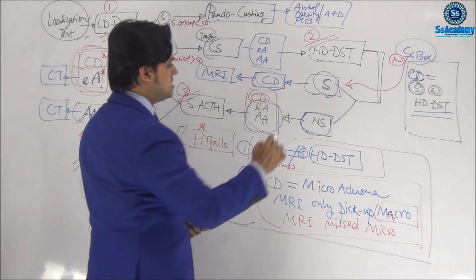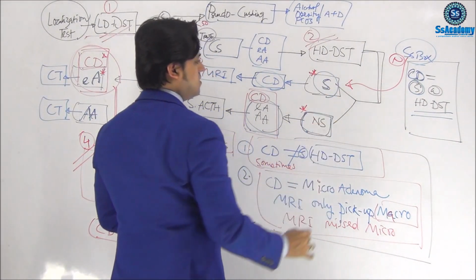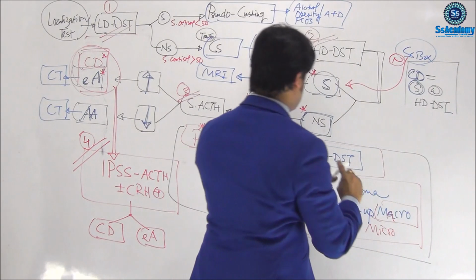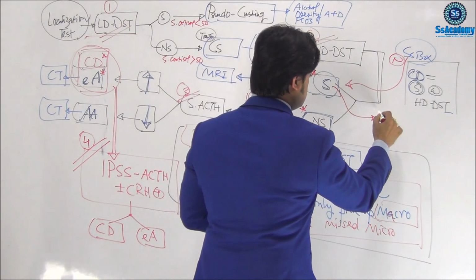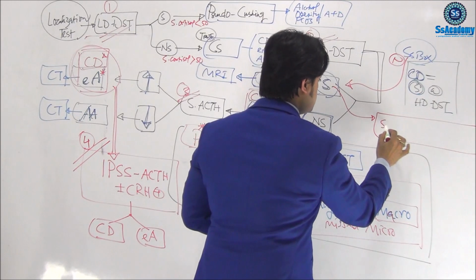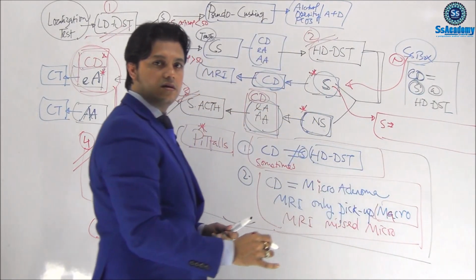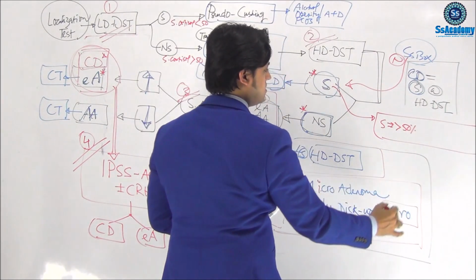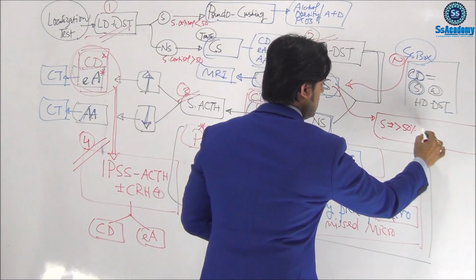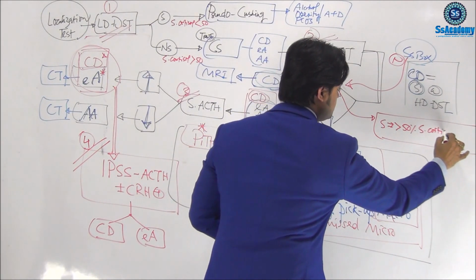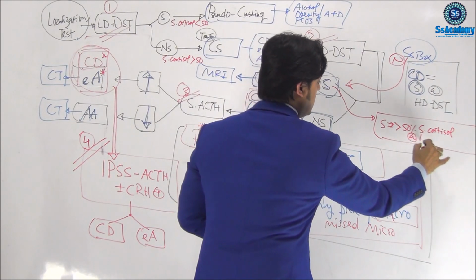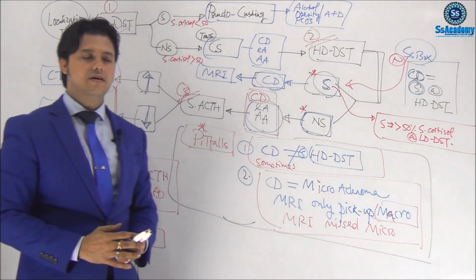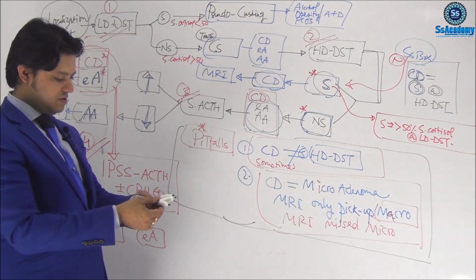I'd like to talk about this suppressed and not suppressed. What does suppressed mean? A small box will be helpful. What does suppression mean? Suppression means more than 50% of the serum cortisol level found at the LDDST. This is called suppression. What does it mean? Let me give you an example.